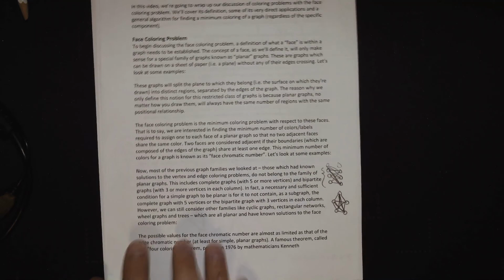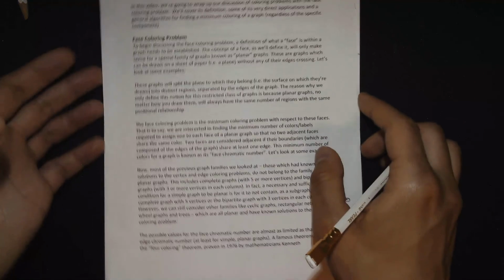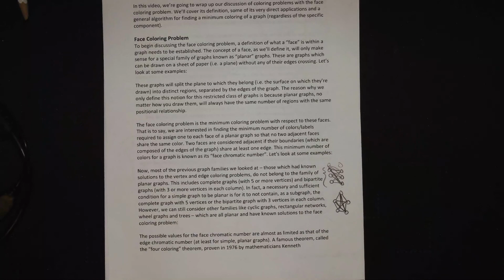Every complete graph with 5 or more vertices will have this graph somewhere inside it, and every bipartite graph with 3 or more vertices in each column will have this bipartite graph with 3 vertices in each column as a subgraph inside of it. So most of the complete graph family and most of the bipartite graph family are not planar graphs. So we can't talk about the face coloring problems for these graphs.